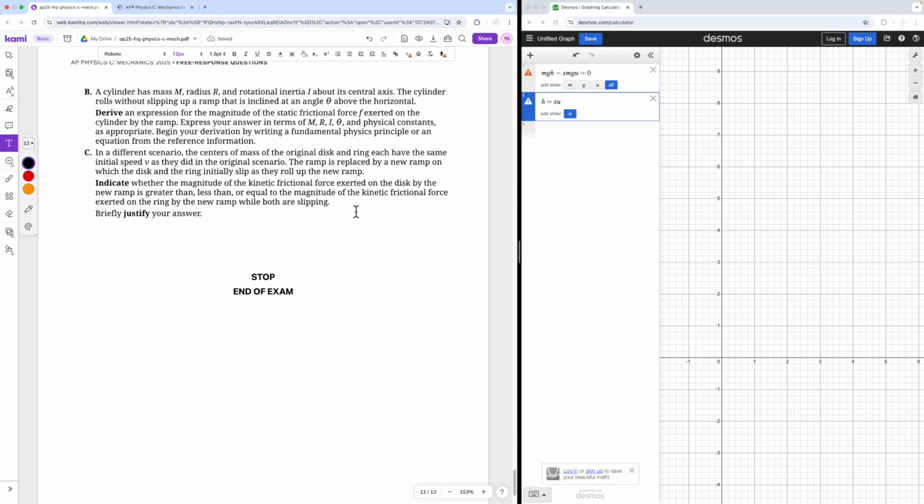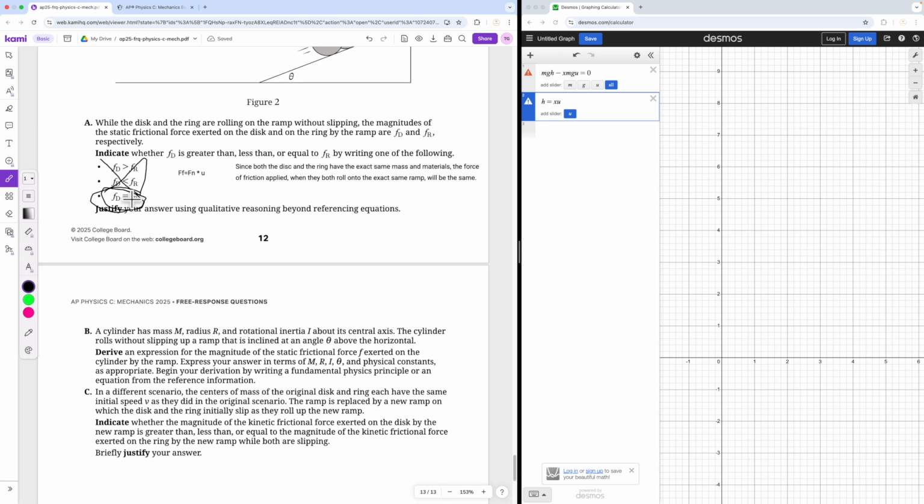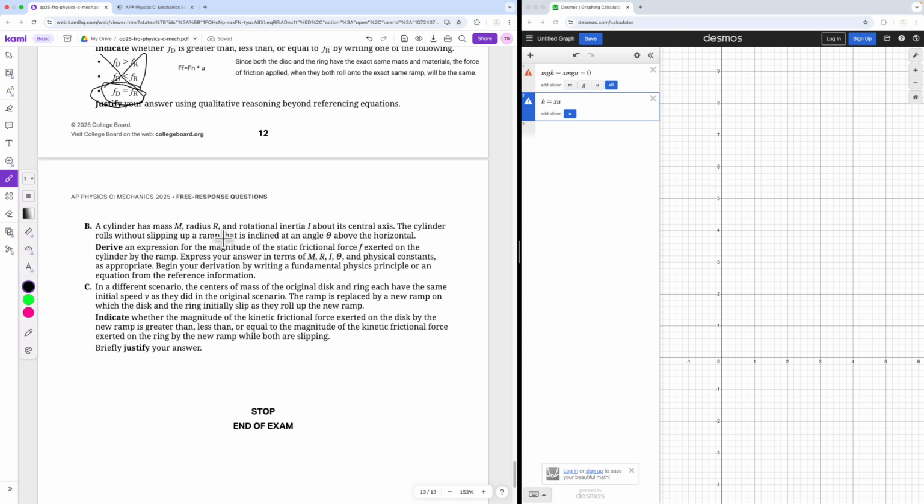Now on to question B, a derivation. A cylinder with mass m, radius r, and rotational inertia I about its central axis. So that's what it has, and it rolls without slipping up a ramp. So that would be like this, it's rolling up. Derive an expression for the magnitude of the static frictional force exerted on the cylinder by the ramp. Express your answer in terms of m, r, I, and theta and physical constants. Begin your derivation by writing a fundamental physics principle.